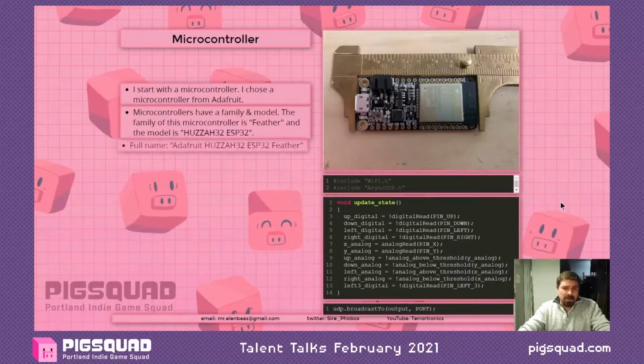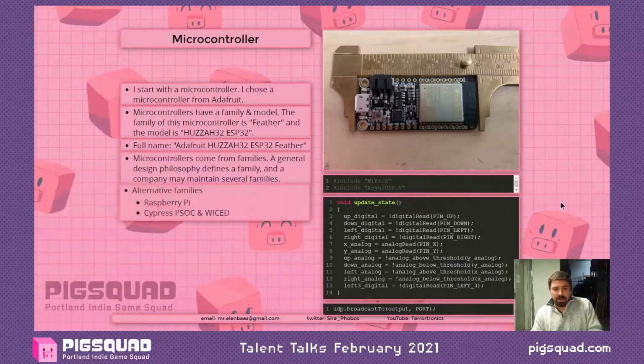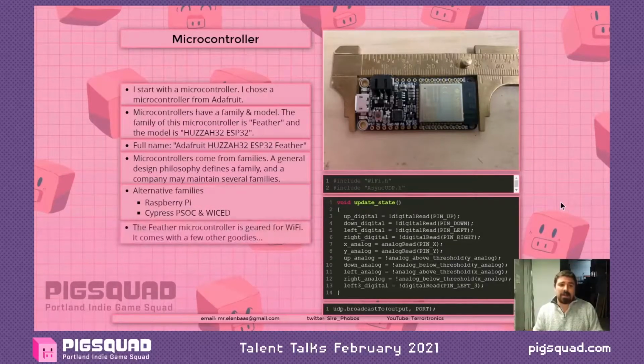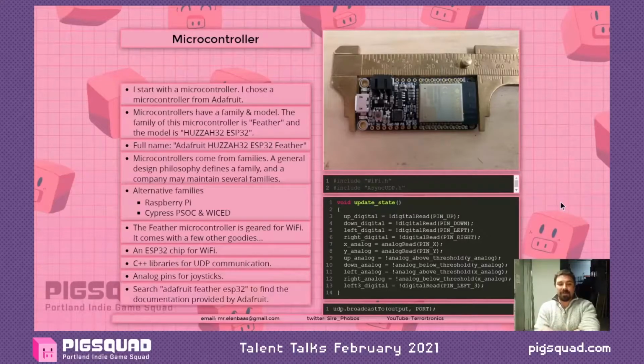Start by picking a microcontroller. I'm going to use this Feather board. The Feather is the family, and the model is like the Huzzah 32 ESP32. The full name is Adafruit Huzzah 32 ESP32 Feather. Great name. You can see some alternatives in there, certainly with the Pi and the Cypress boards.